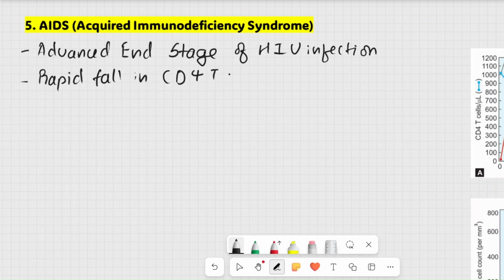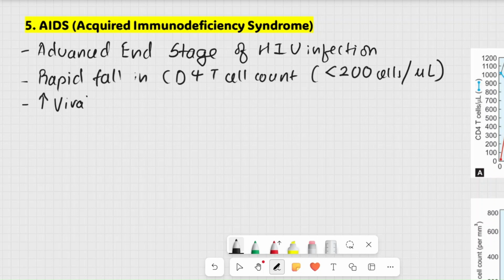Okay, so your CD4 T cell count is rapidly decreasing, to a level of less than 200 cells per microliter. This is the amount by which the CD4 T cell count is going to decrease. It is less than 200 cells per microliter. And also, what will happen to the viral load? T cells are decreasing, viral load will increase, yes or no? So this stage is characterized by a high viral load. Okay, a high viral load.